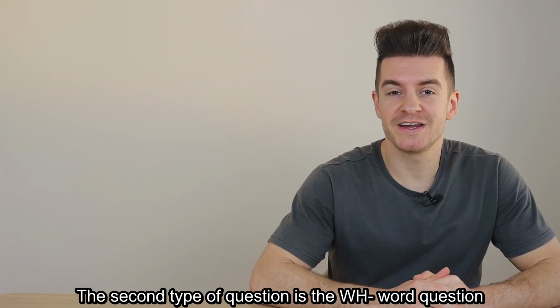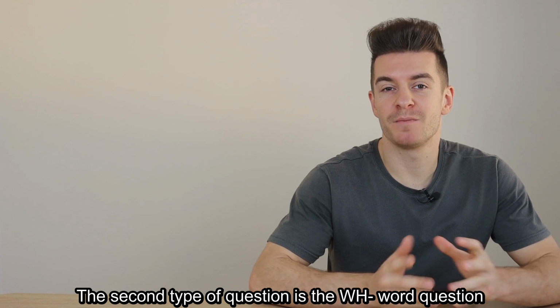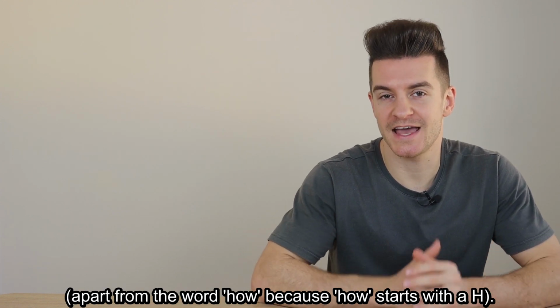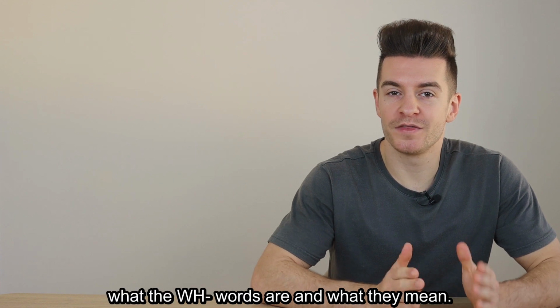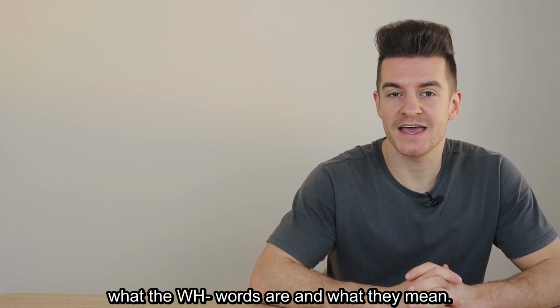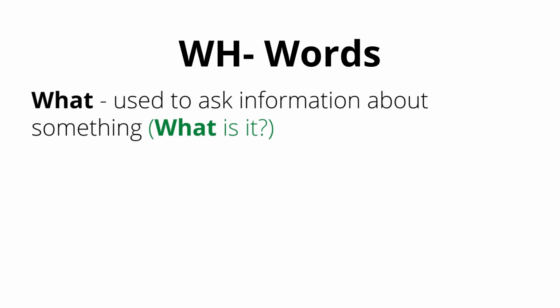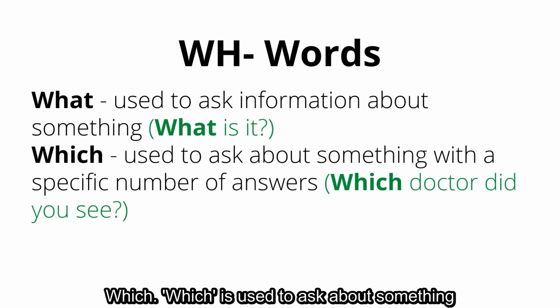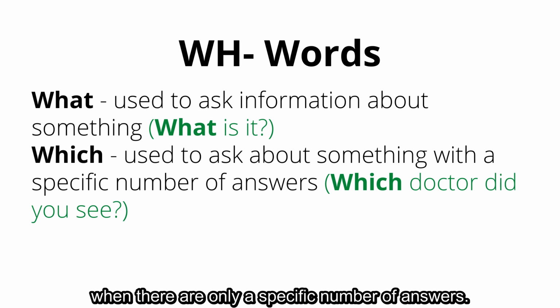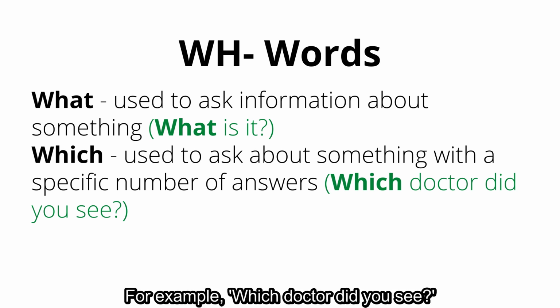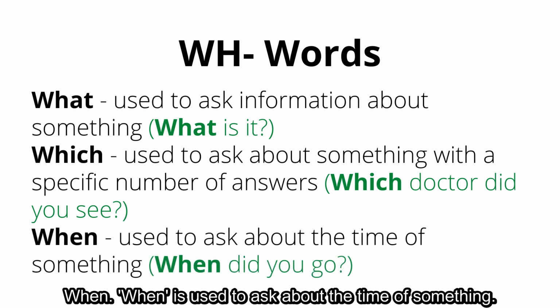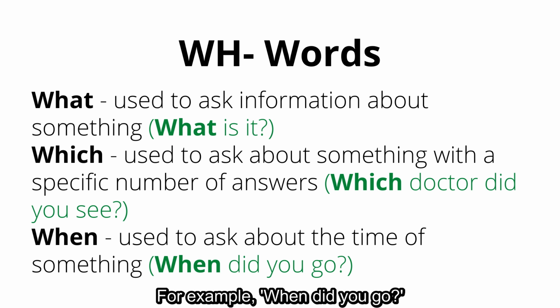The second type of question is the WH word question, apart from the word how, because how starts with an H. So let's just quickly talk about what the WH words are and what they mean. What? What is used to ask information about something? For example, what is it? Which? Which is used to ask about something when there are only a specific number of answers. For example, which doctor did you see? When. When is used to ask about the time of something. For example, when did you go?